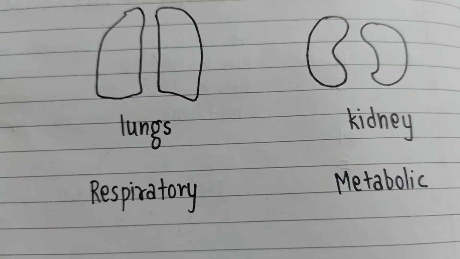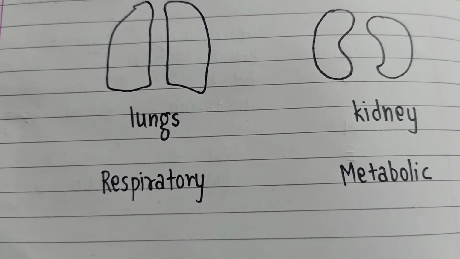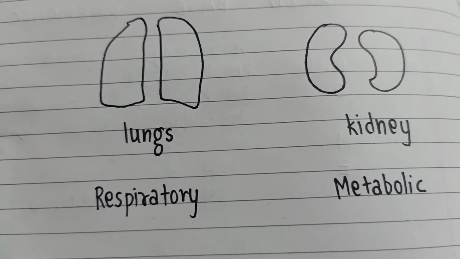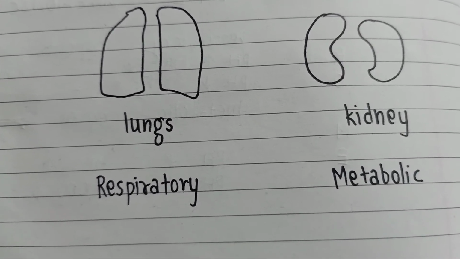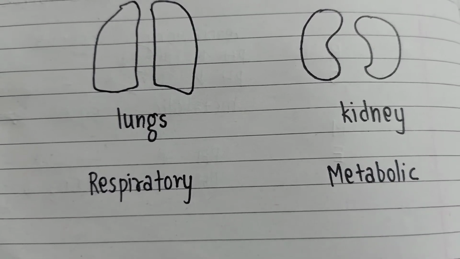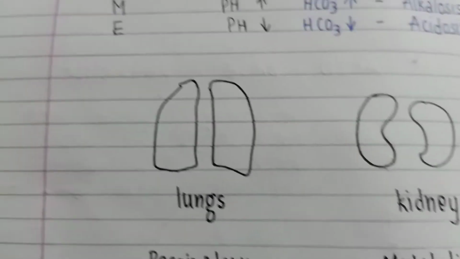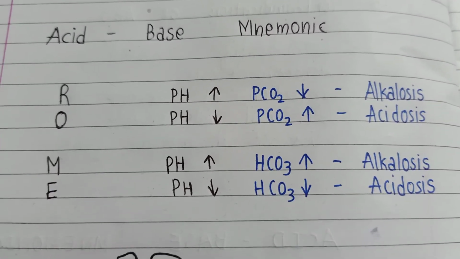Now as we all know, there are different organs which help to maintain the pH of the blood. Two organs are there, the lungs and the kidney. Here you can see the lungs are related to respiratory balance and the kidney is related to metabolic balance. So you have to remember this acid base mnemonic, which is very important.